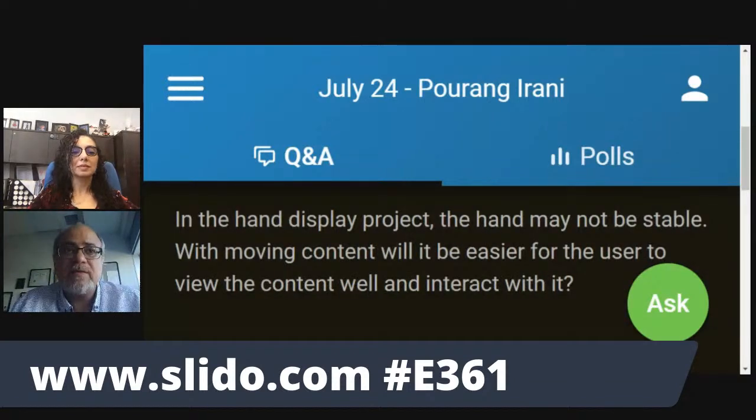And again, obviously, there's this sort of point where, if the technology and the features it brings to our daily use is far greater than its awkwardness, then we might still adopt them and still be able to work on them. Great, thank you. The next question, in the hand display project, the hand may not be stable. With moving content, will it be easier for the user to view the content well and interact with it?